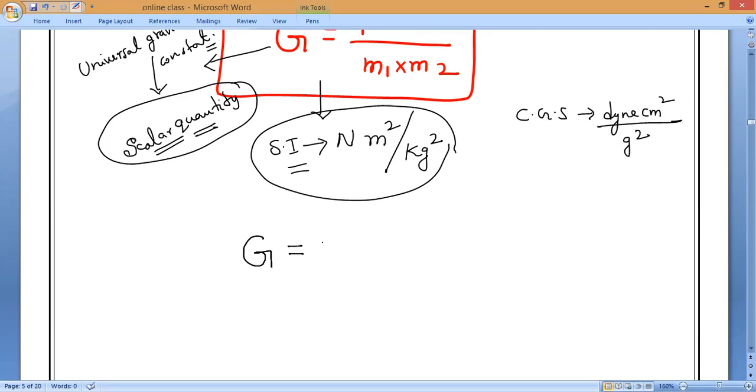Can you say what the G value is? The value of capital G is equal to what?